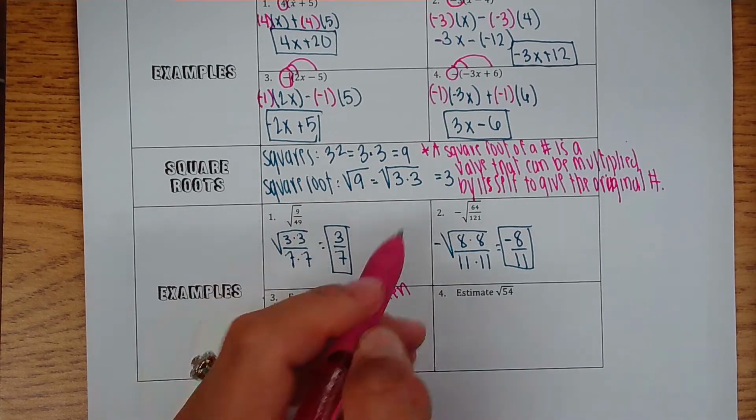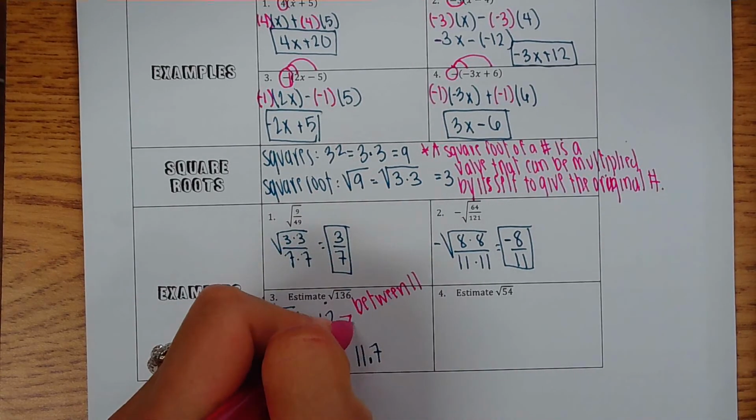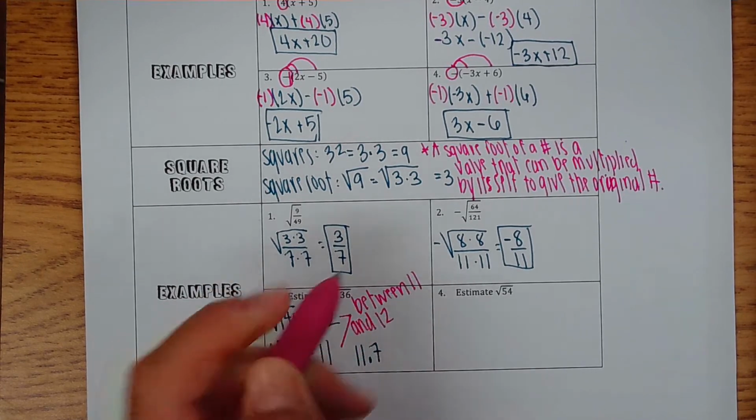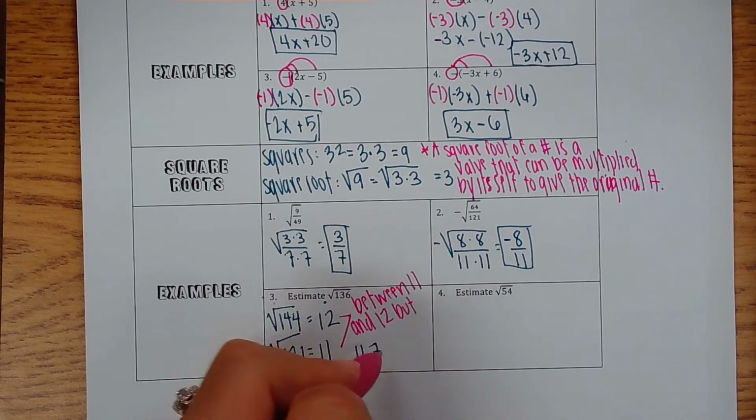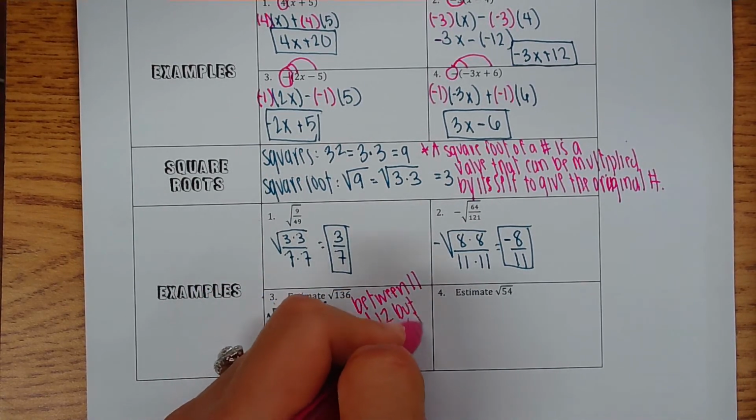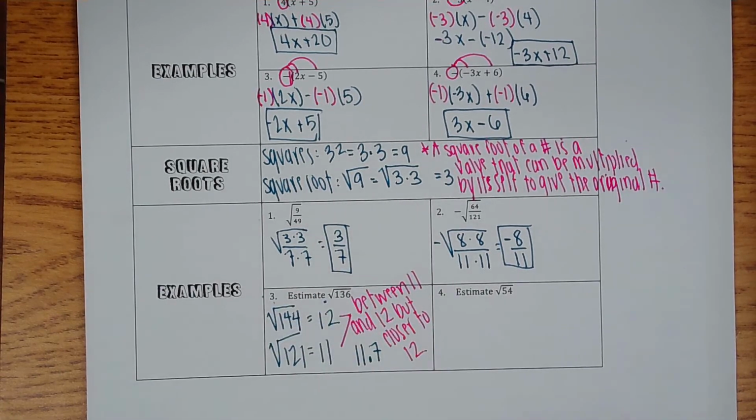Between 11 and 12, but closer to 12. All right, and then again, it wants us to estimate the square root of 54.